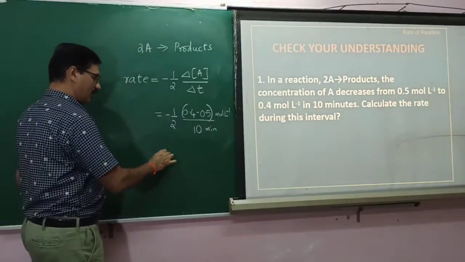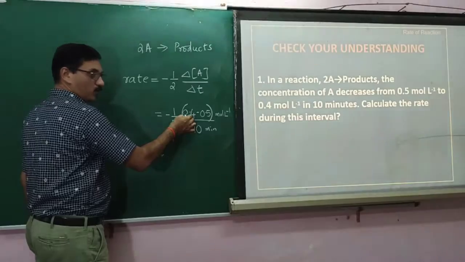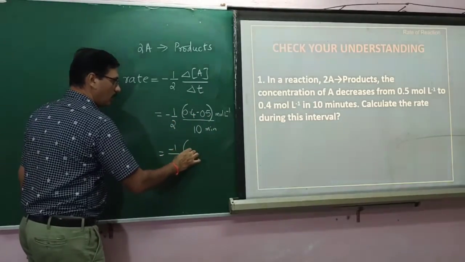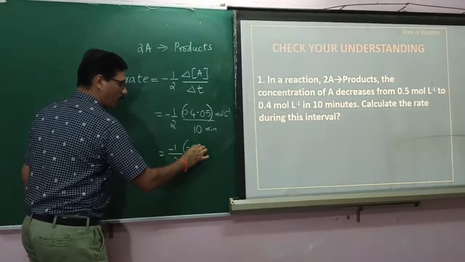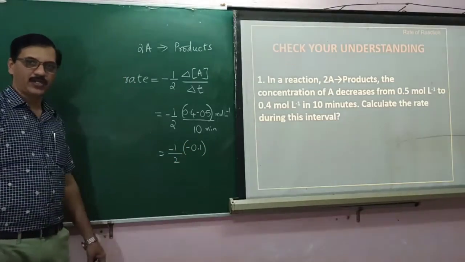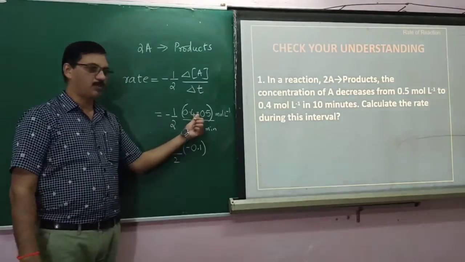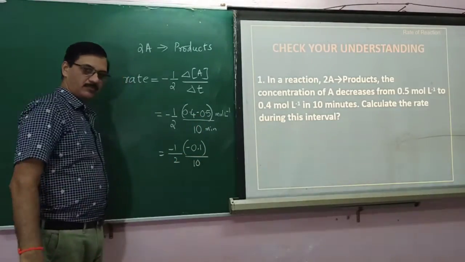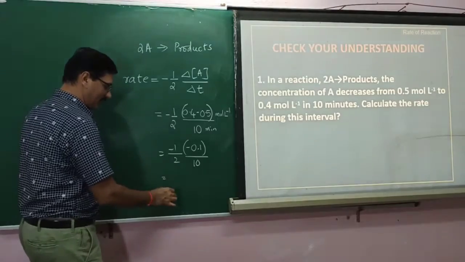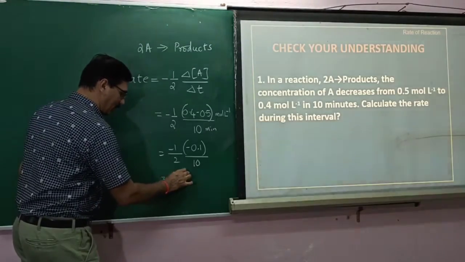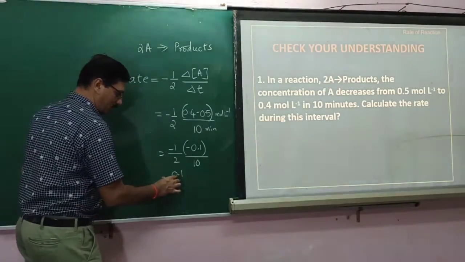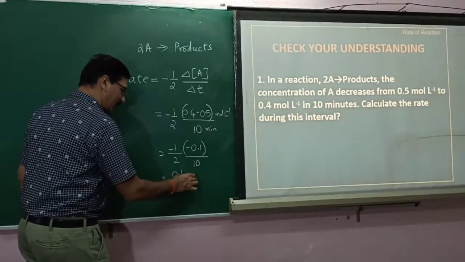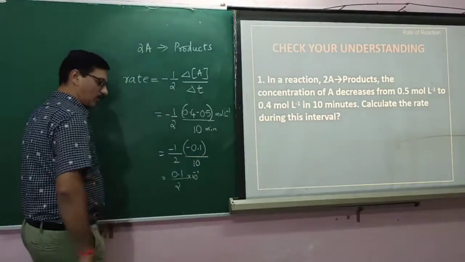Now this is equal to 0.4 minus 0.5, which is minus 0.1, divided by 10. Now this is nothing but 0.1 by 2. Again, this 10, if you take it in the numerator, that is 10 to the power minus 1.